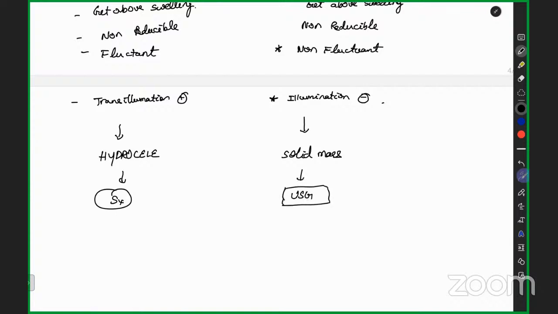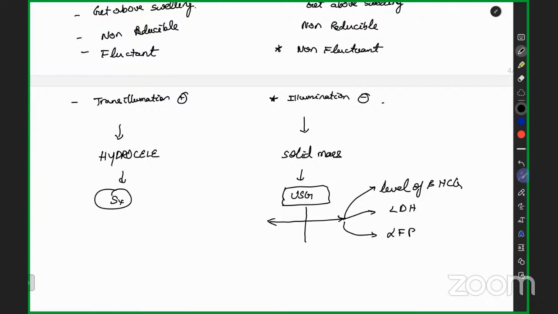I'm going to perform USG. And in this process of taking USG, I am also going to take the level of beta HCG, the level of LDH, and the level of alpha fetoprotein.